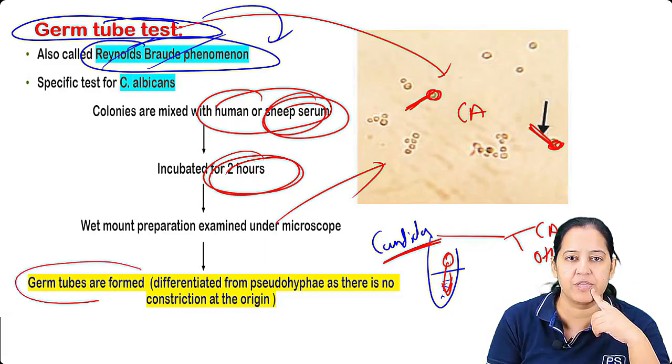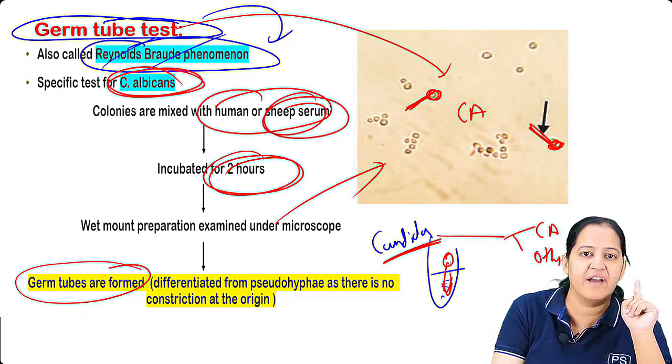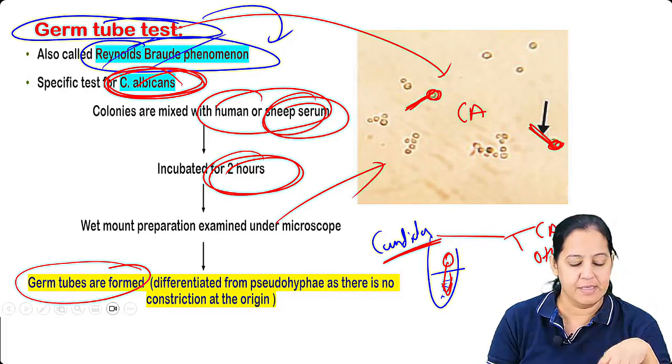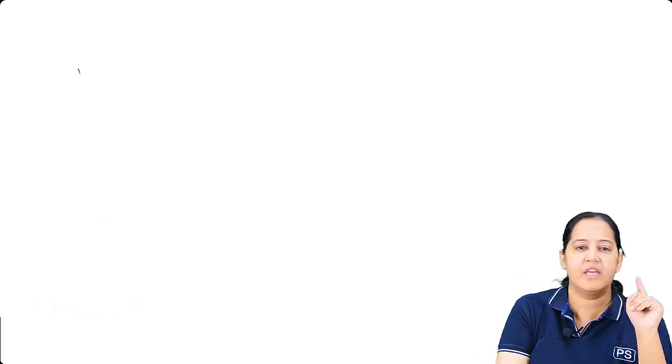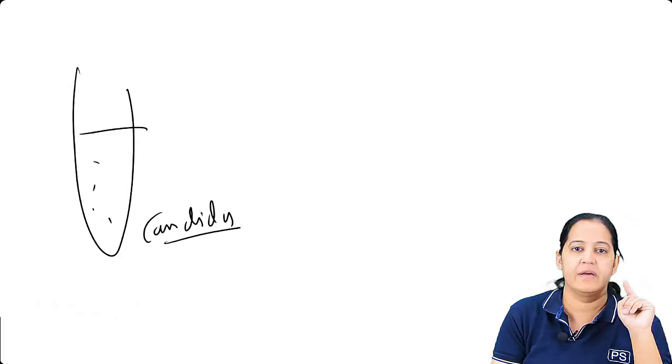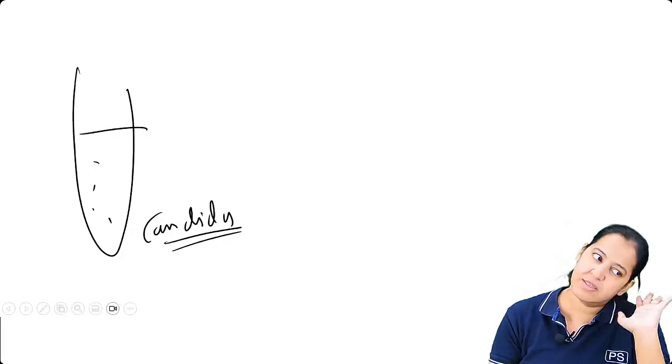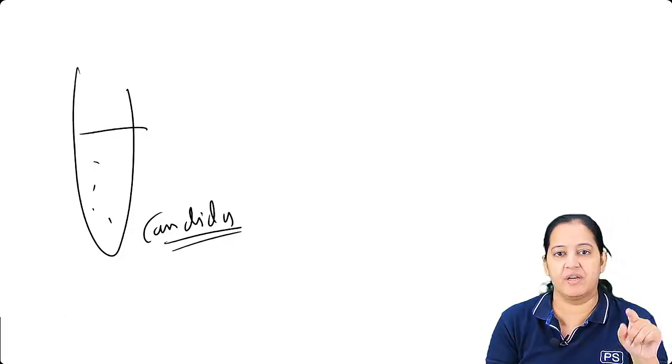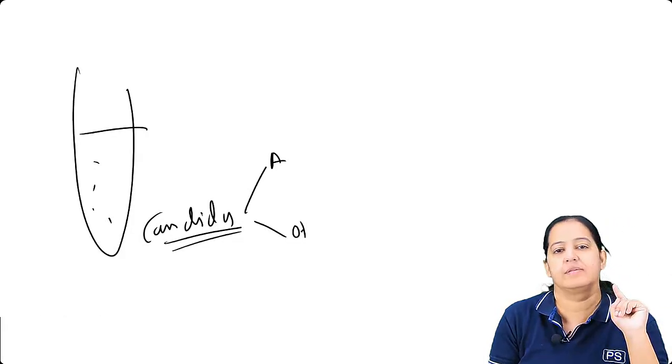So germ tubes are formed, and it is positive only in Candida albicans. Did you understand what a germ tube is? Take your specimen in which you are sure it's Candida because the pseudo-hyphae is there. So it is not a diagnostic test. Diagnosis is already there. It is species identification, whether it is Candida albicans or others.